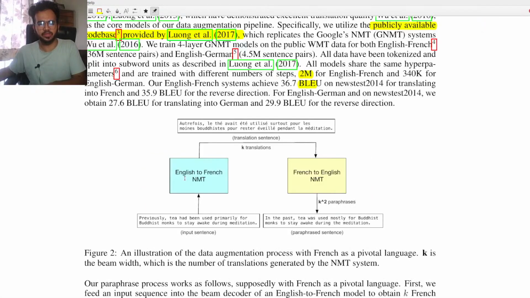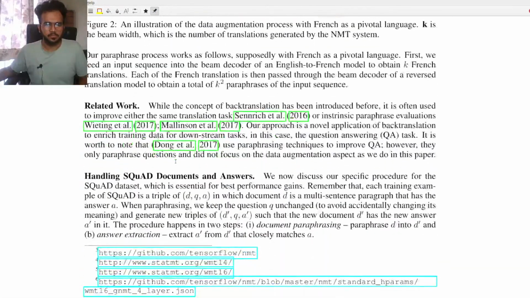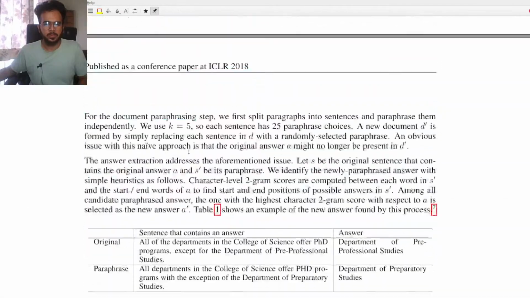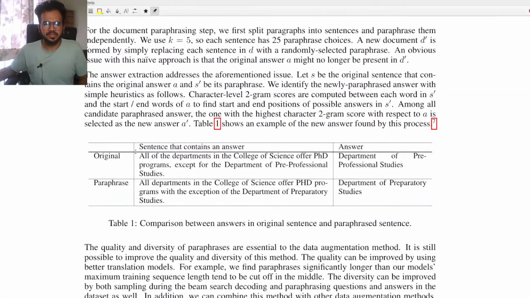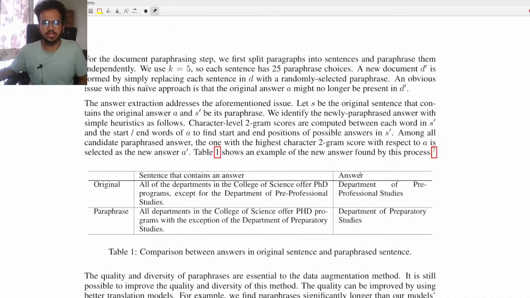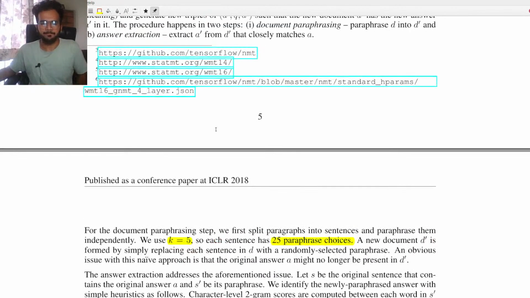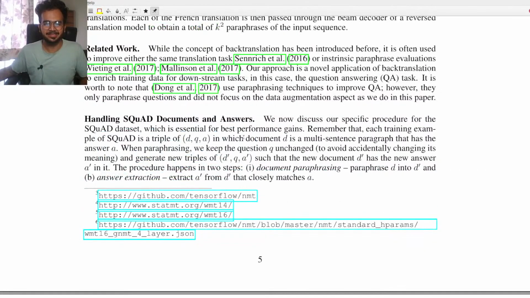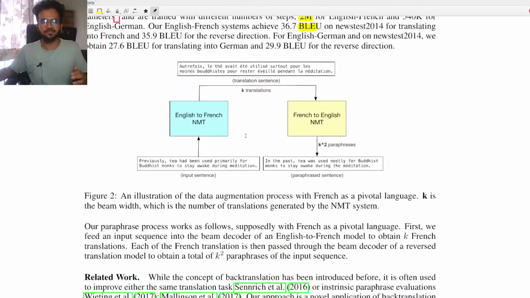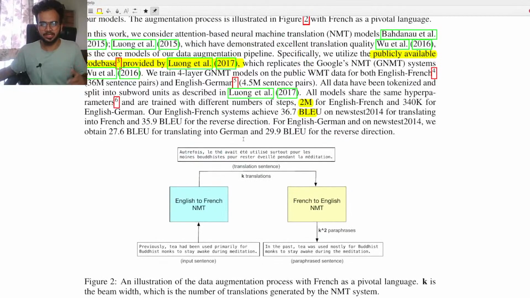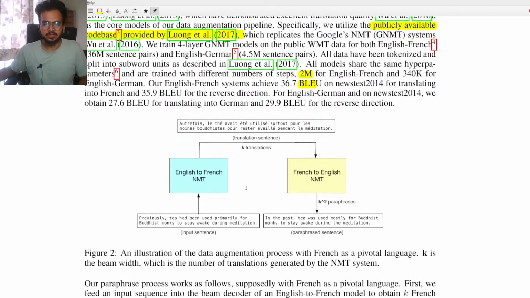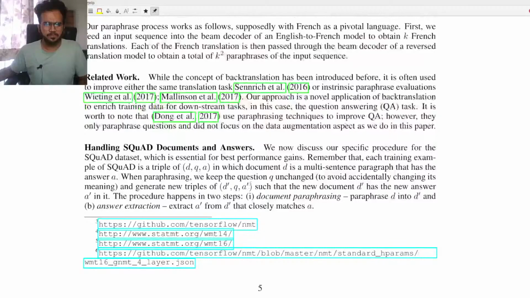So that is the concept here. We'll see an example of what the original sentence was and how the answer. They also mentioned that there were 25 paraphrase choices, as they used k equal to 5. And essentially that's it. This is the essence of the paper: the model architecture and the back translation that they have.